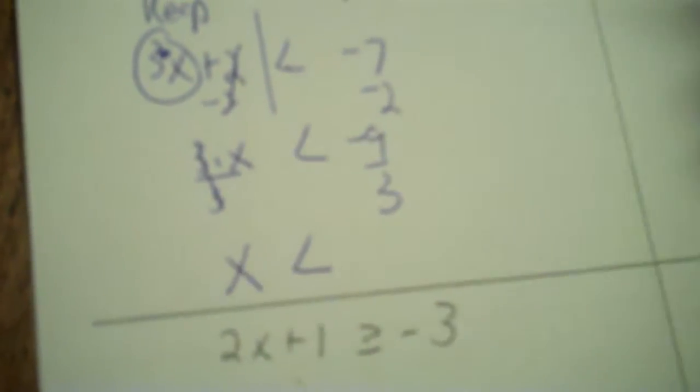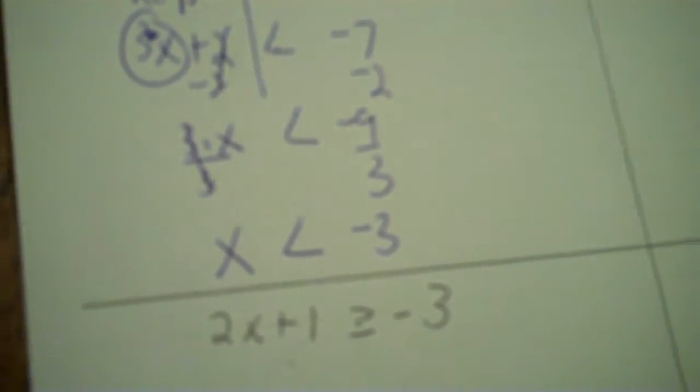3 times x, negative 7 minus 2 is negative 9. Then you divide by 3. You have x, negative 9 divided by 3 is negative 3. So negative 3 is your number again. You don't fill it because there's not a line there, and it eats a number this time, so that's headed this way. Okay.